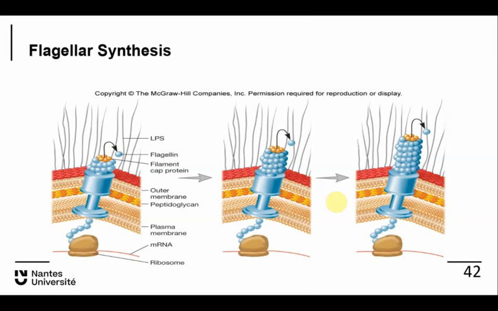So type 4, the subunits are added on at the base. That's why it can be extruded and retracted. The bacterium can control this. Type 3, they're transported up the inside of the filament and add on at the tip, just the same as this. Okay?